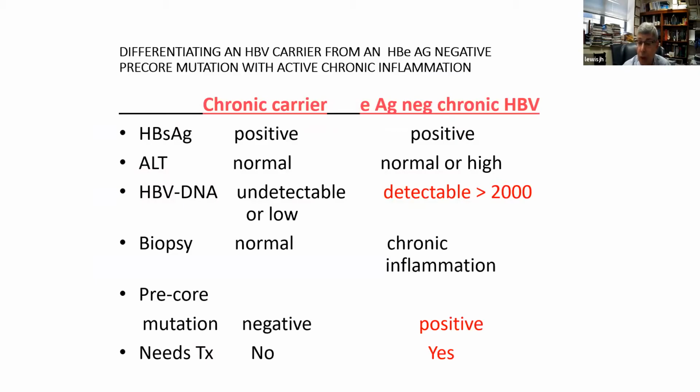And just, again, to drive the point home, they're both surface antigen positive. They may both have normal enzymes, but the HBV DNA, the viral load, is high in the chronic hepatitis B e-antigen negative group. And we can test for the pre-core mutation. If they have it, we treat these patients.